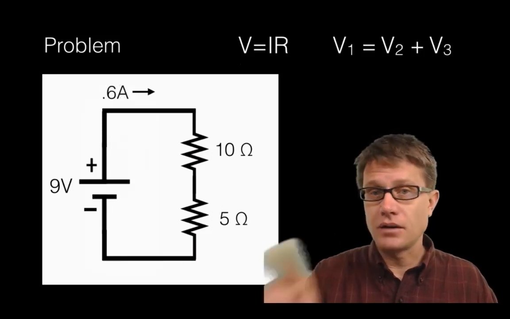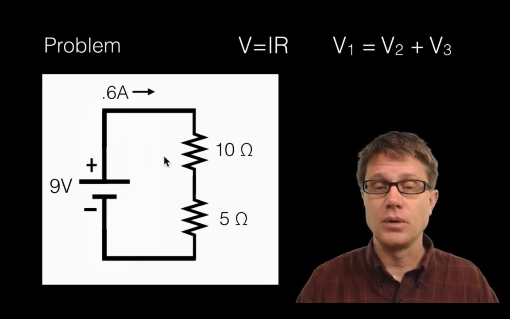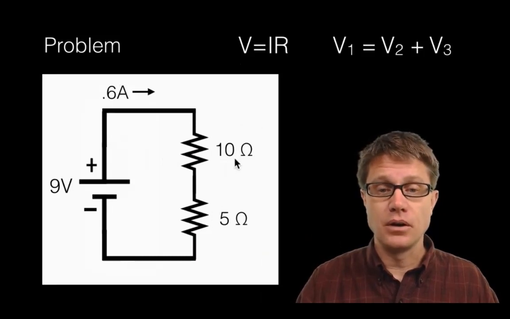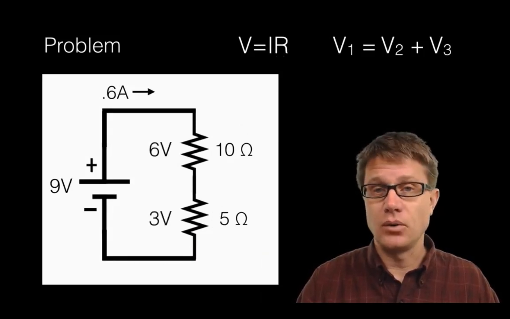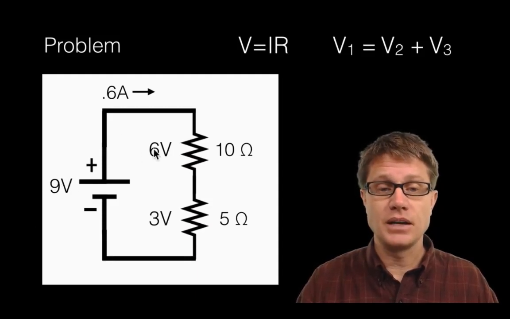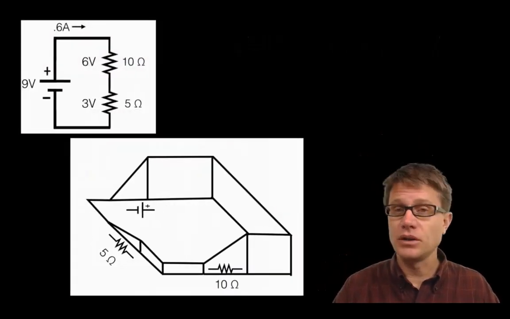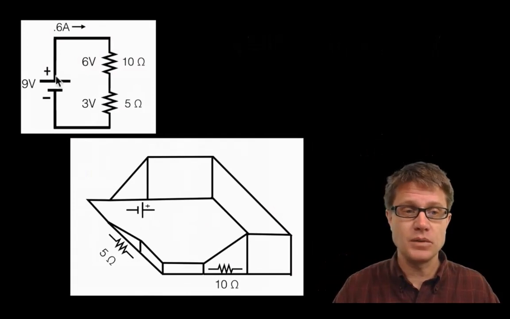So now we just go around and we can use Kirchhoff's loop rule. If we look at this resistor right here, what's its voltage going to be? Well, we just use Ohm's law again. We know the resistance is 10. We know that the current is 0.6, and so it's going to have a voltage of 6 volts. What's the other one going to be? It's going to be 3 volts. And so you can see that the addition of this 9 volts minus 6 volts minus 3 volts is equal to 0.